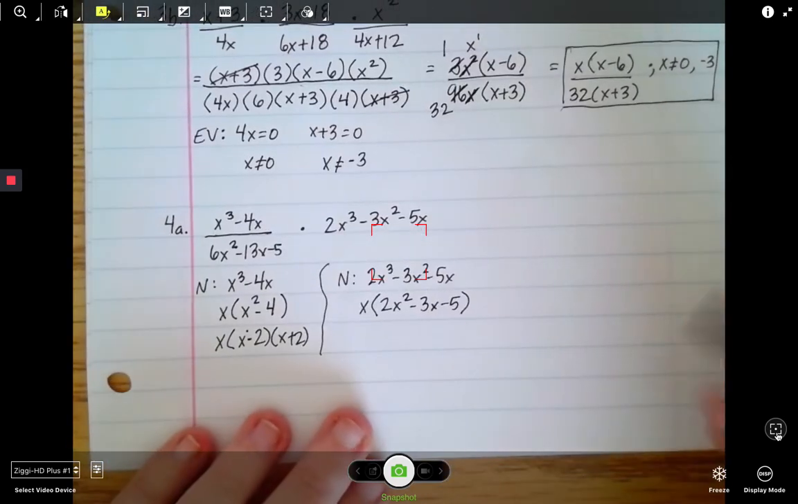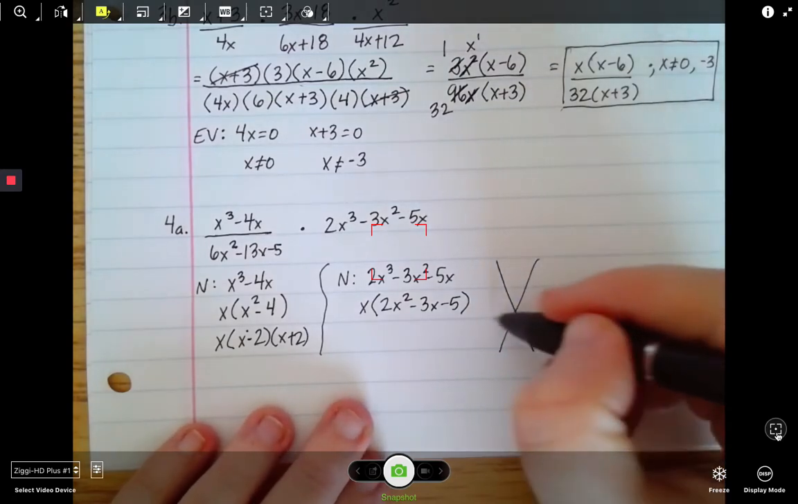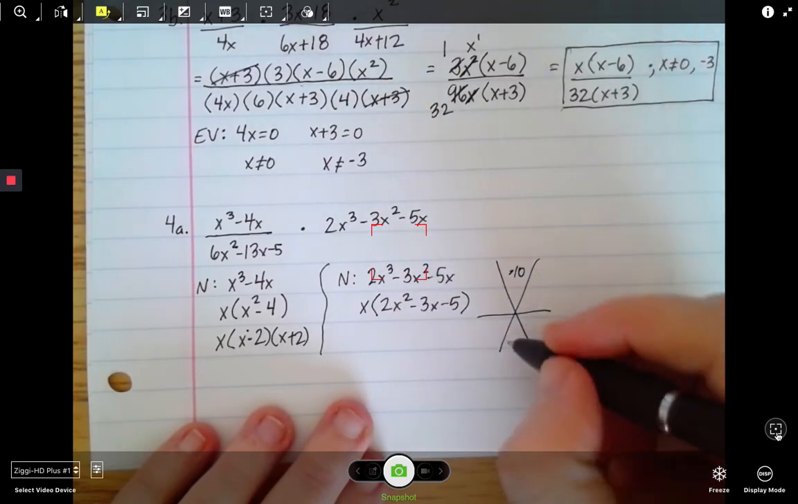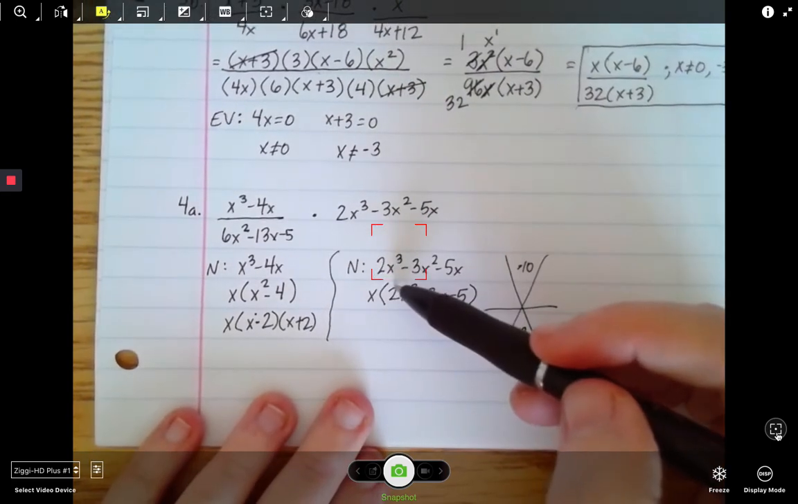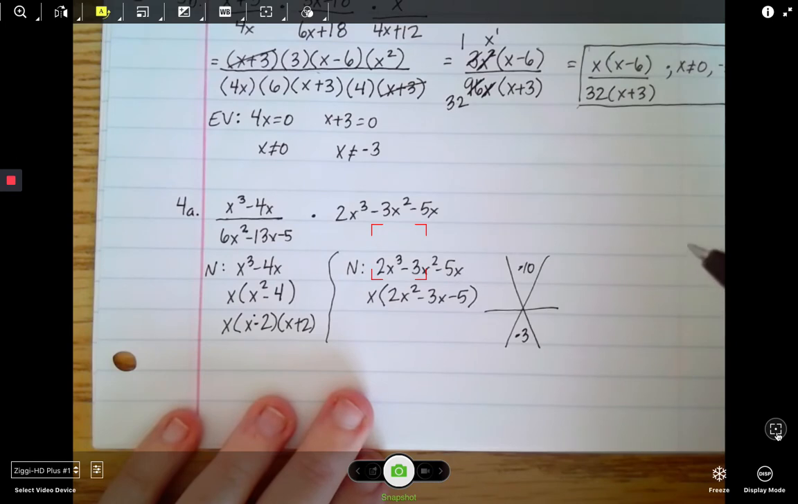You could use bottoms up, or I know some of you are comfortable with using the snowflake method. A times C is negative 10, where you multiply this times this. We talked about it earlier. I don't want to do that song.